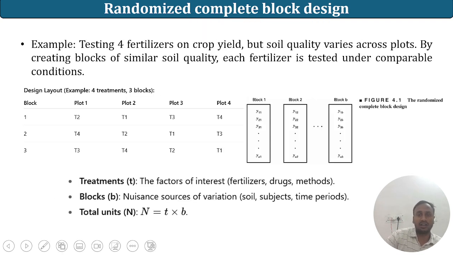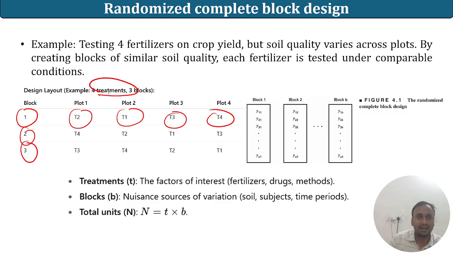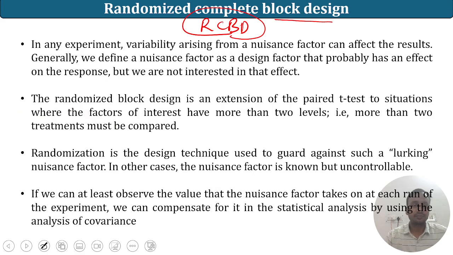I'll show you how it will look. Block 1, block 2, block 3, with T1, T2, T3, T4. It's randomized, but the number of samples is the same. It means 4 treatments, but randomized: T2, T1, T3, T4, T4 here, T2, T2. It's something that we can do.